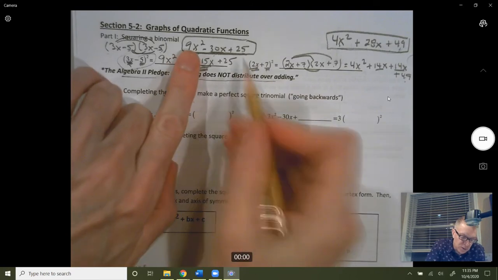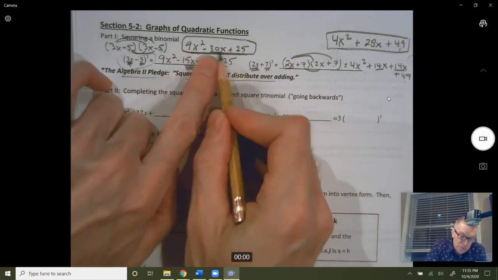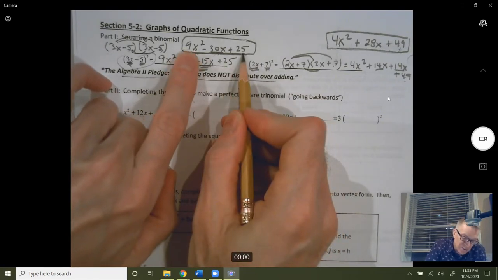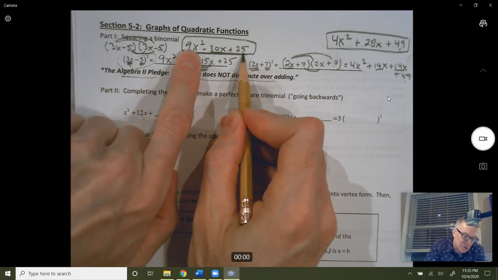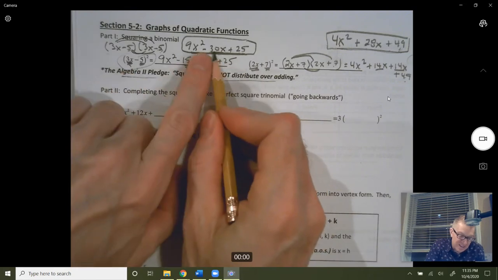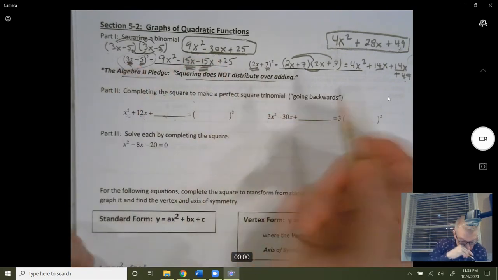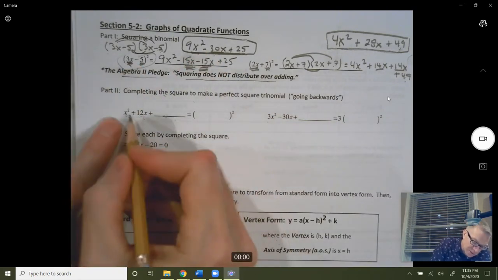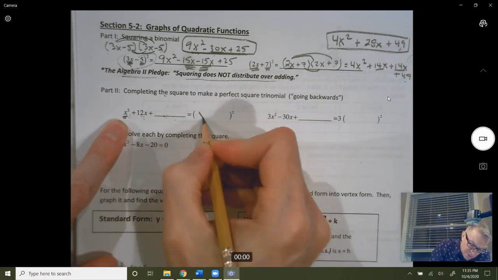Here we know that these two terms, if it is a perfect square, the square root of this has to be our first term. The square root of 9x squared is the 3x. The square root of 25 is the 5. And then this middle term is going to help you figure out if it's plus or minus. Okay, so we know that this is a perfect square. So we know x has to go here.